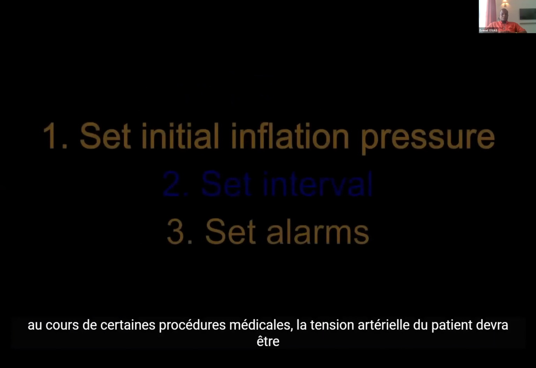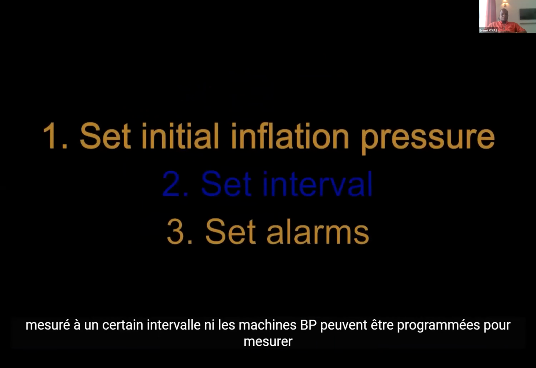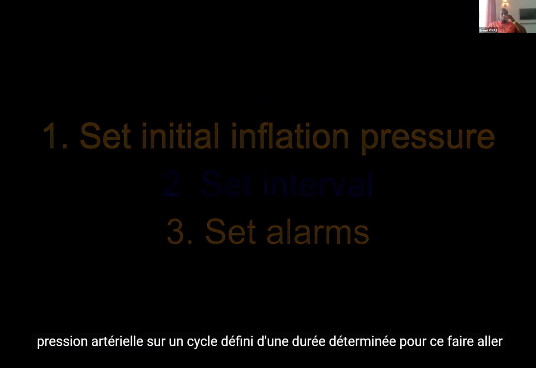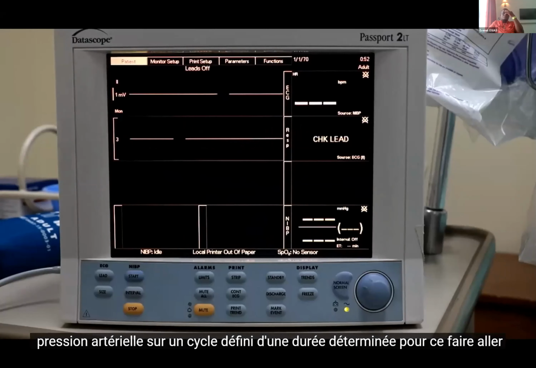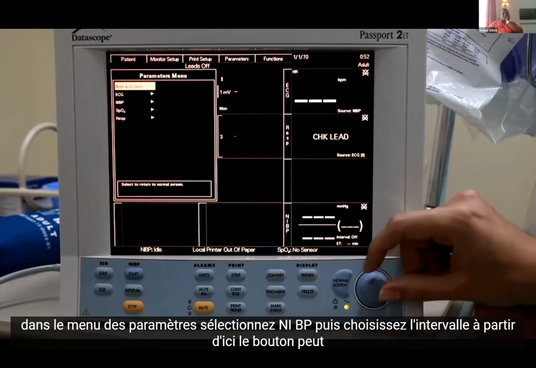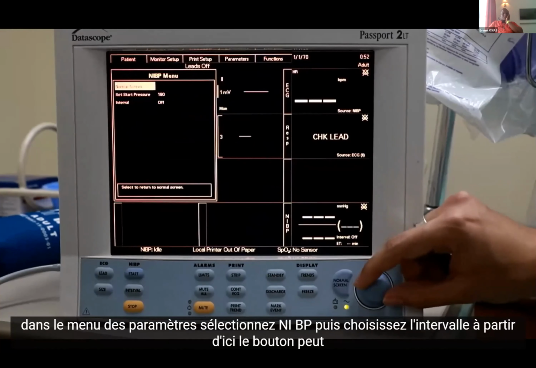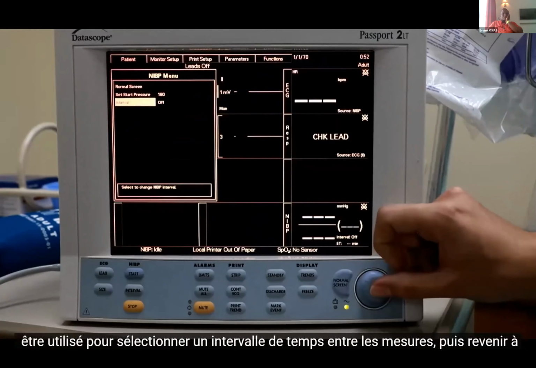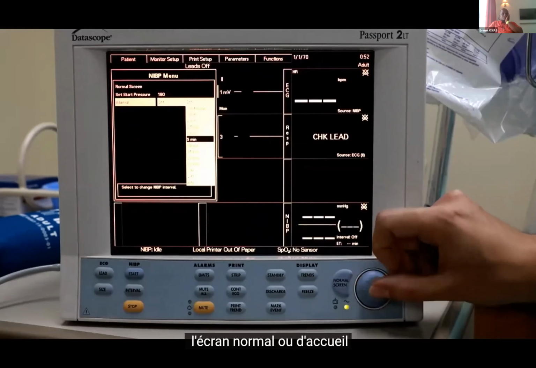During some medical procedures, the patient's blood pressure will need to be measured at a certain interval. NIBP machines can be programmed to measure blood pressure on a set cycle of a specific duration. In order to do this, go to the Parameters menu, select NIBP, then choose Interval. From here, the knob can be utilized to select a time interval between measurements and then return to the normal or home screen.